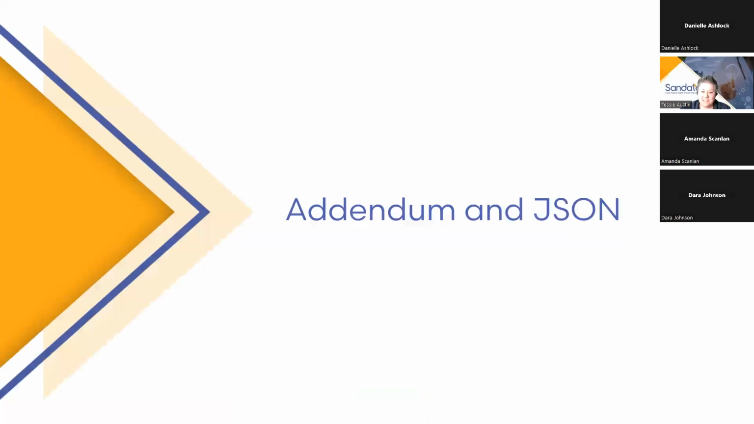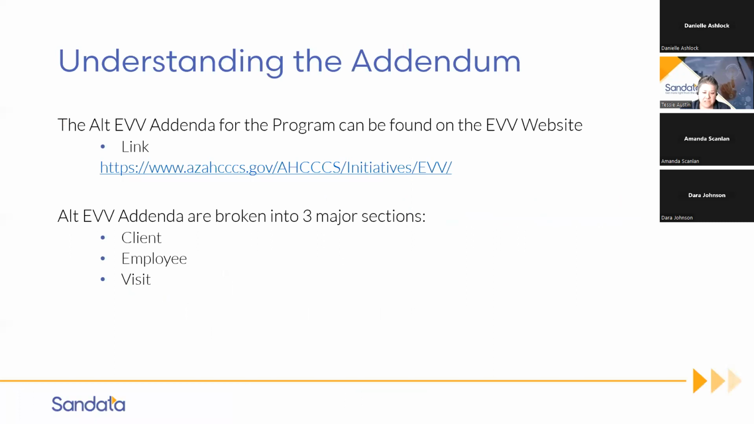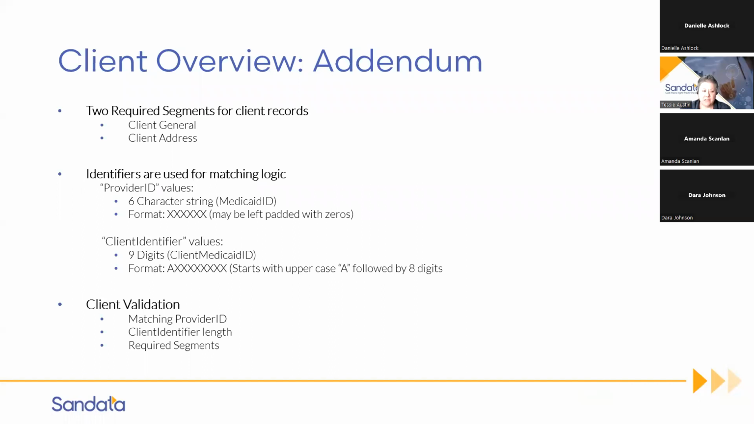Thanks, Dara. Awesome. So we're going to talk briefly about the addendum and the JSON messages that are being sent. I'm sure you are all familiar with the link on how to get to the addenda for the program on the azaccess.gov website. Kind of just a general overview, the Alt EVV addenda are broken into three major sections, and those are the three data points that you send to us: client, employee, and visit. And that order, remember that order, it's going to be important. We're going to talk about that some more too. So let's go ahead and go to this next section.